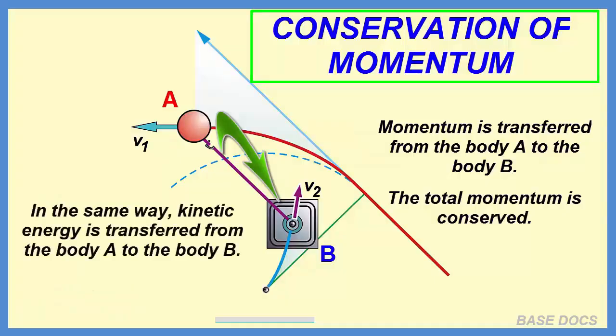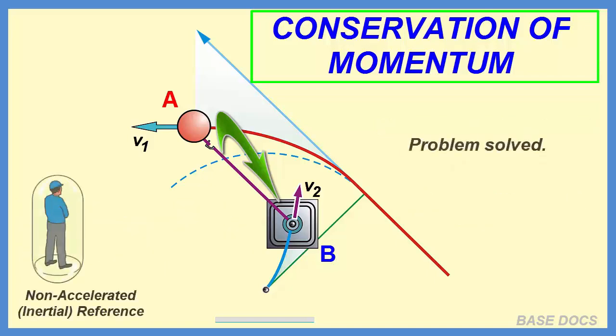In the same way, in the process of inertial confrontation, kinetic energy is transferred from the body A to the body B. This new approach, starting from the fact that the centrifugal force does not exist, finally explains how the process is in accordance with Newton's third law of motion and the principles of conservation of momentum and energy.